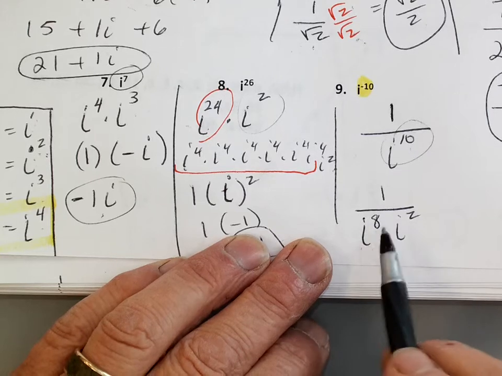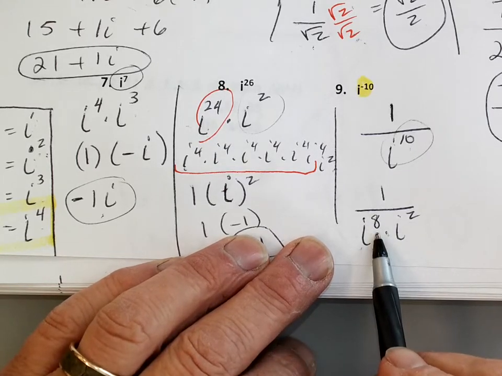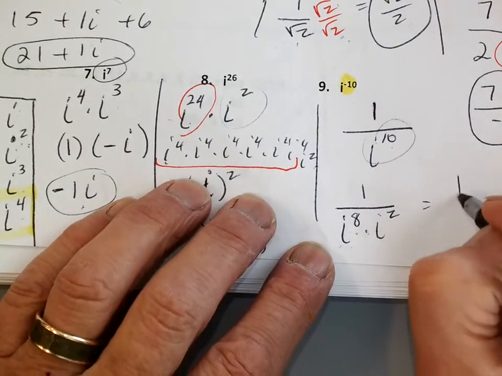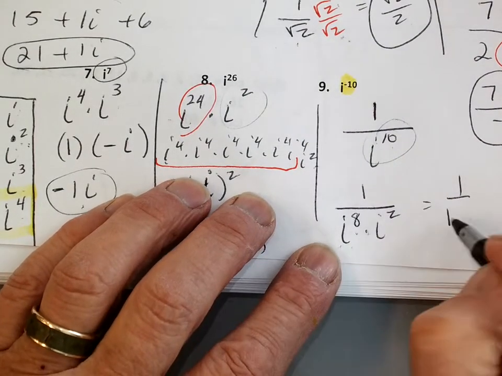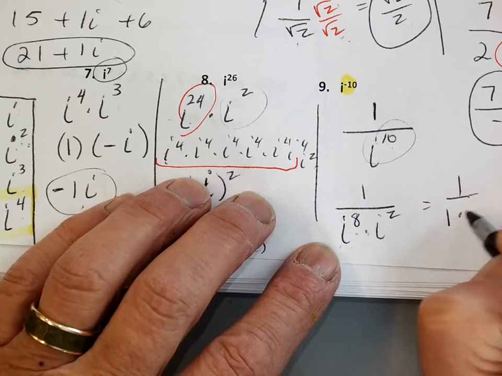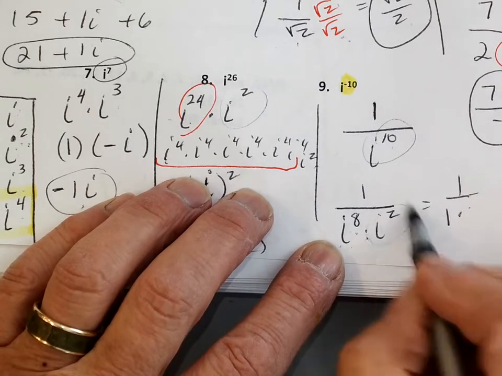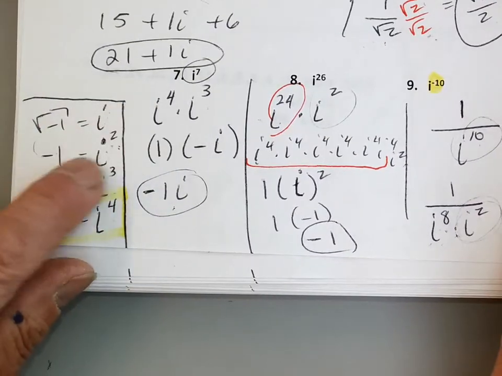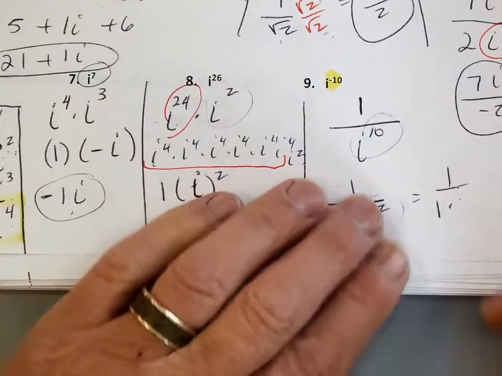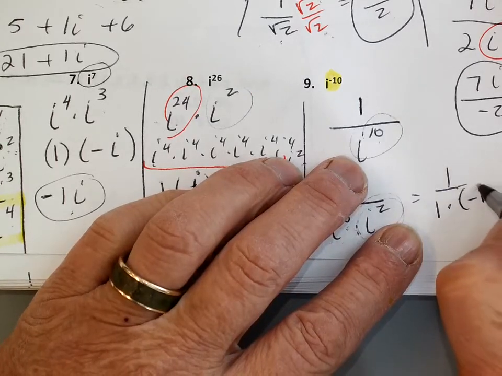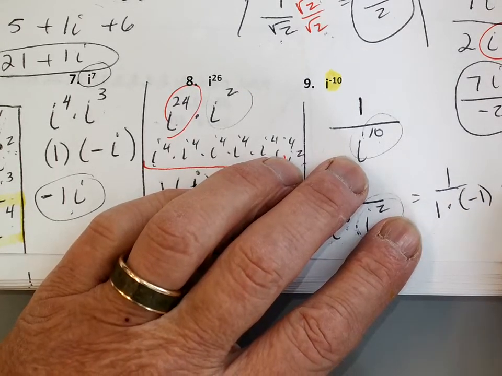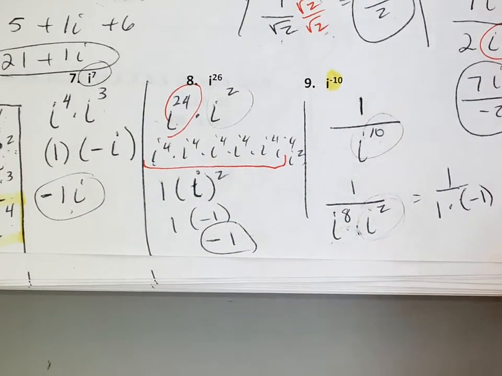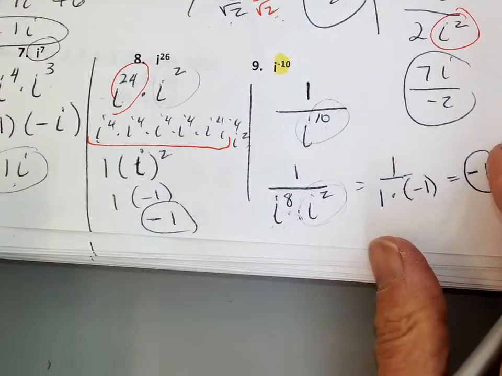But why does Nina like the 8? Because that's just 1 times 1, isn't it? So we wind up with 1 over 1, I don't really need to write the 1, but I will, times i squared. But what's i squared? Negative 1. So my answer is just negative 1. So out of the negative 10, that's a nicer answer, isn't it? Negative 1. Okay, how am I doing?